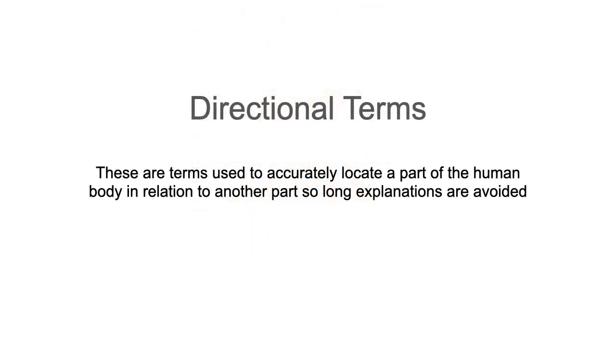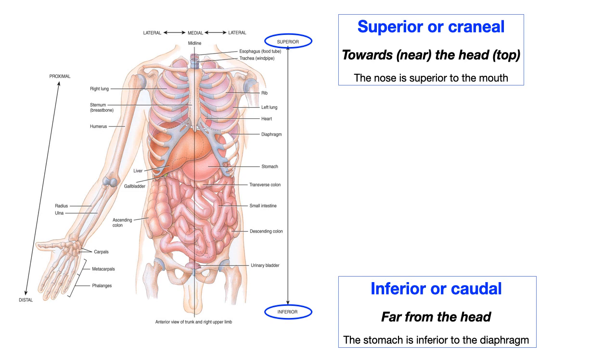We also have directional terms to locate parts of the body with accuracy and avoid long explanations among professionals. Alright, so the first one, superior or cranial, which are synonyms, mean near the top. So we can say that the nose is located superior to the mouth. In the opposite, inferior or caudal means below or far from the head. So we can say that the stomach is inferior to the diaphragm.